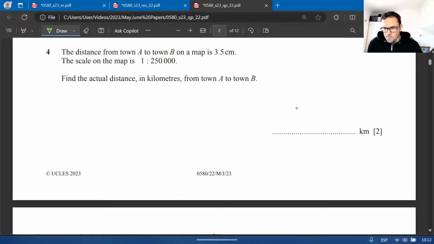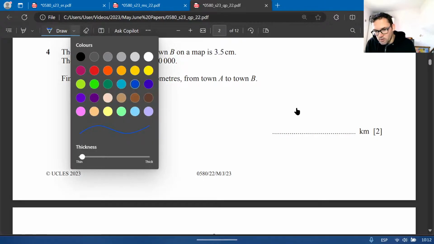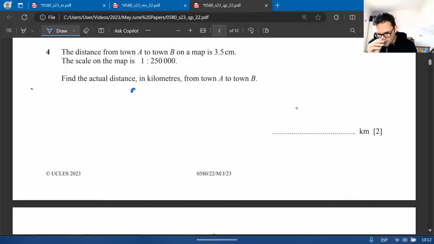So we just need to make sure we get this ratio correct. Let's write it down. On the map, we have a distance of 1, and in reality, real life, the real distance is 250,000. Now the measurement they gave us was on the map, so that is 3.5. And now we can put in some units, centimeters.